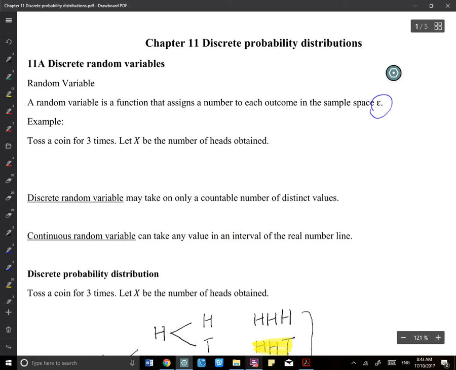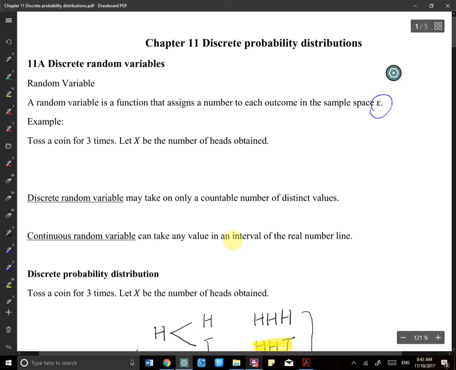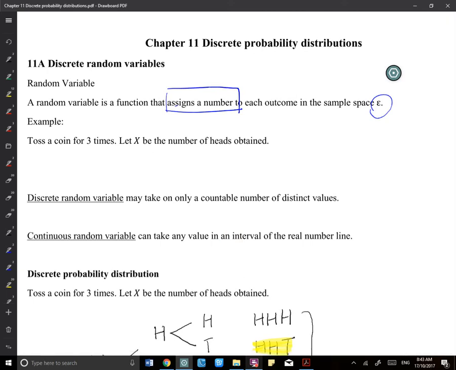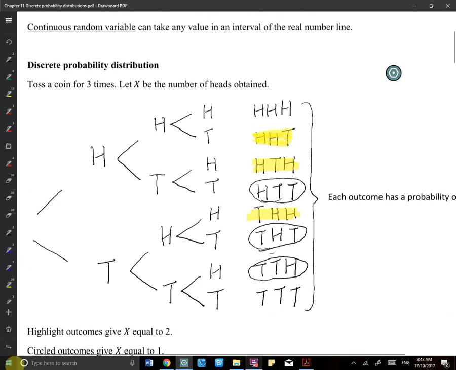What does it mean to assign a number? Before, when we talked about head or tail questions, like tossing a coin 3 times, that's the example we use. We can talk about the outcome, right? We can say the outcome we get is head, head, tail. Or another time I got tail, tail, and head. I can find the probability of that.